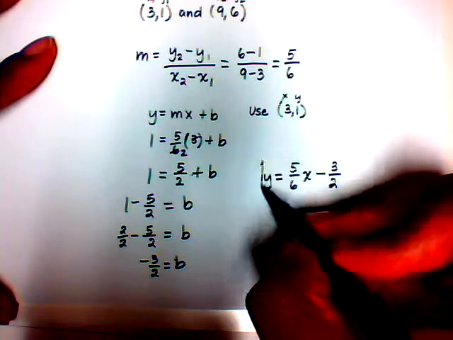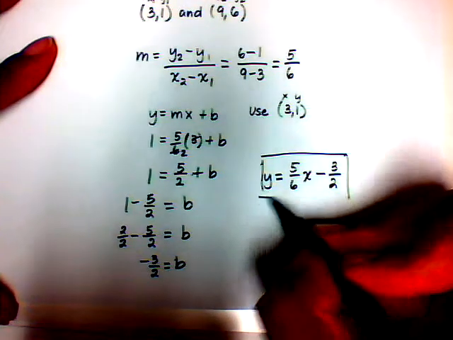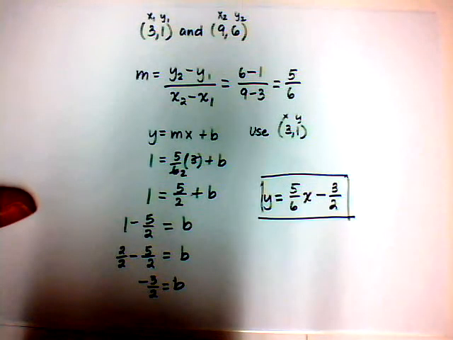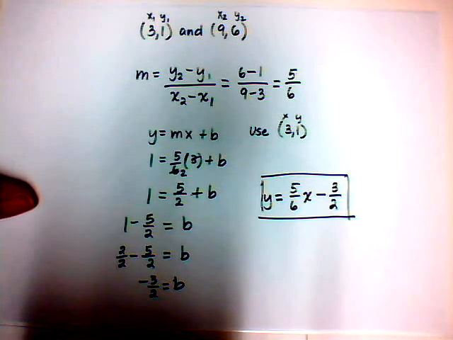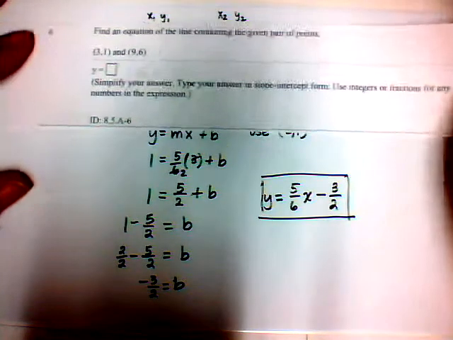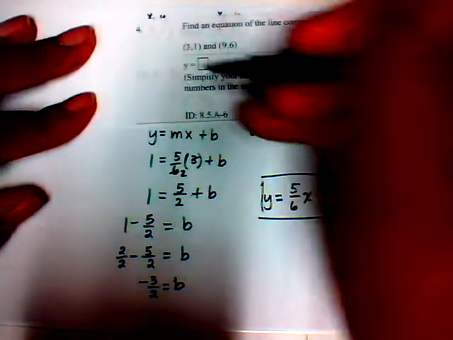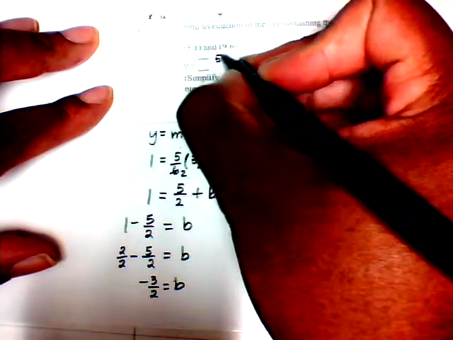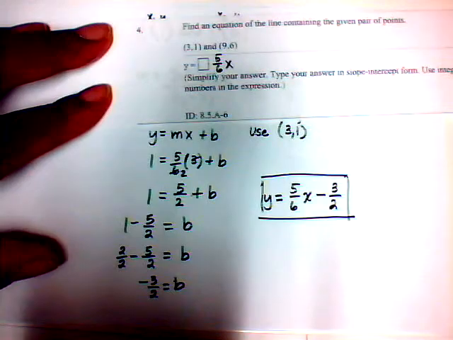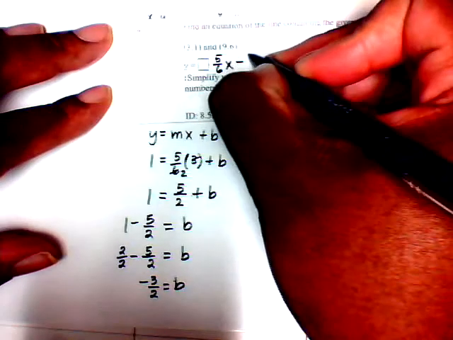Now this represents the equation of the line passing through the 2 points (3, 1) and (9, 6). So on here, I'll type in 5/6 x minus 3 halves, and make sure you use the fraction bars that are on the template.